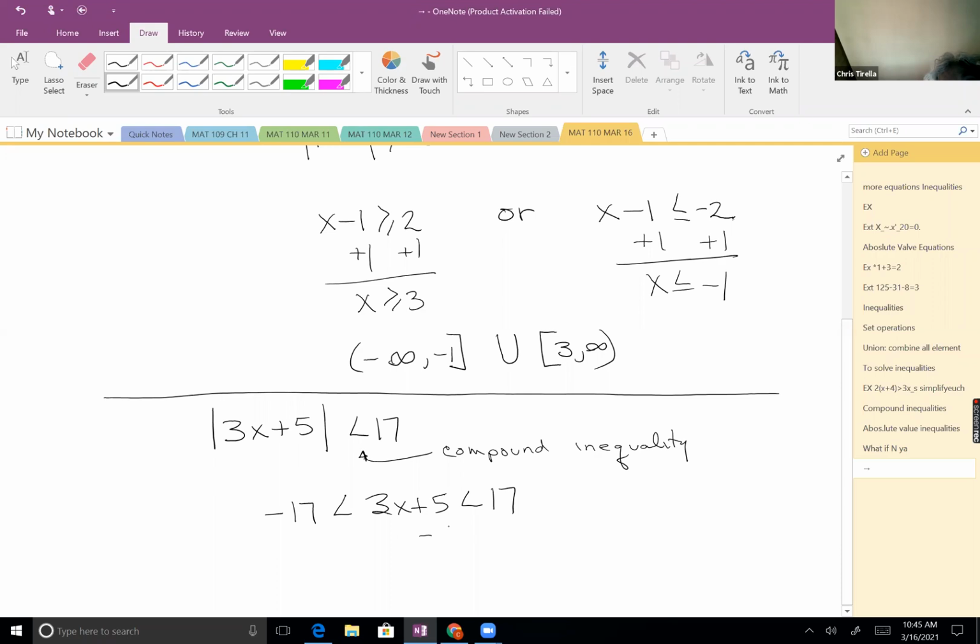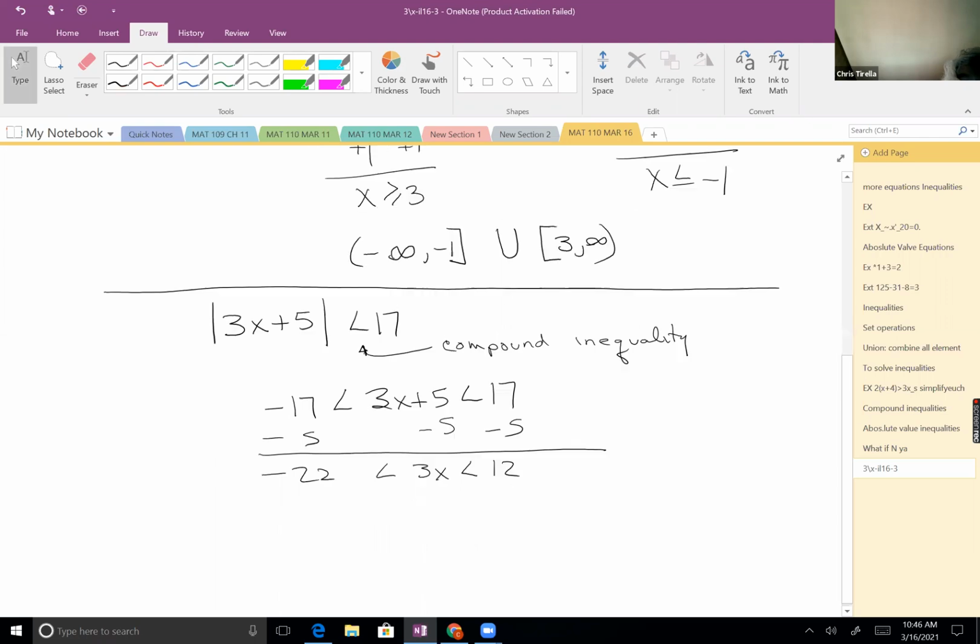And so then to solve, let's subtract the 5 from each. Did we do this one already? This is looking vaguely familiar. Negative 22 is less than 3x is less than 12, and then divided. Negative 22 thirds is less than x is less than 4. You know what? I think I might have pulled the textbook up and accidentally copied one that I had already in the notes to do.